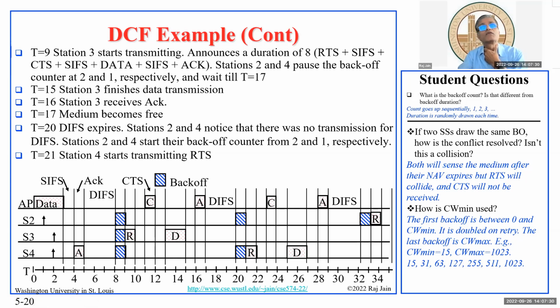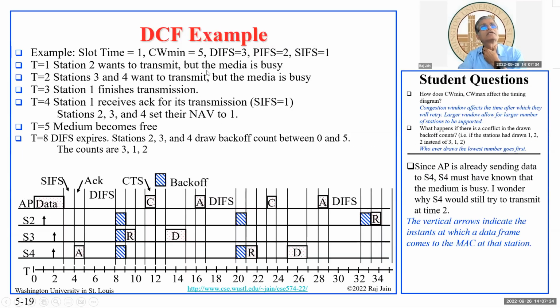All right. There was an error that I discovered as a result of this, which was that I said CW min is 5. It cannot be 5. It has to be 3.